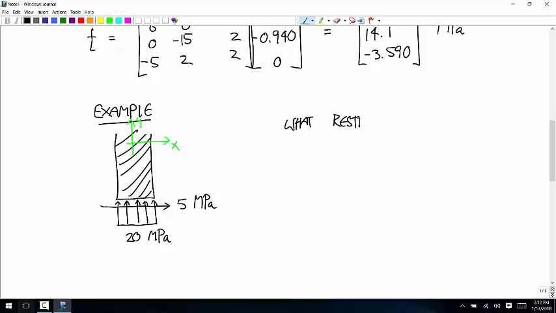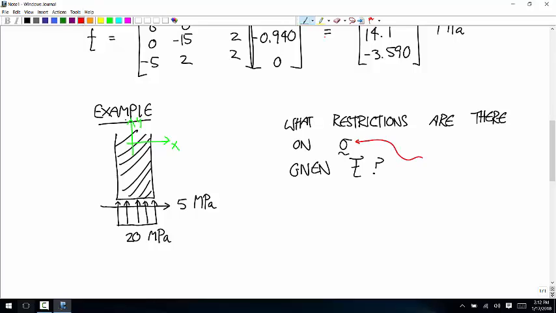And the question is, what are the restrictions that the traction on this face puts on the values of the stress tensor? Restrictions on the stress tensor given traction on that face. Remember, a stress tensor just represents a single point. So these are putting restrictions on the stress tensor just on that face. We don't know what's happening an inch from the face or whatever.